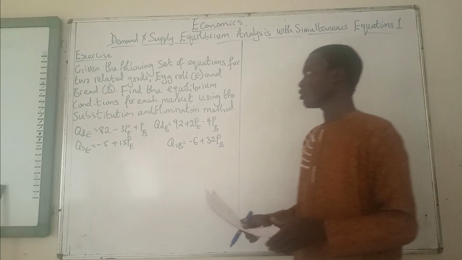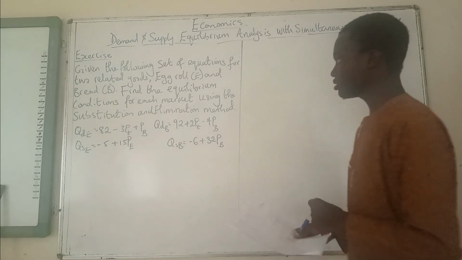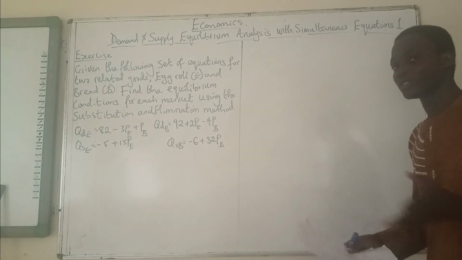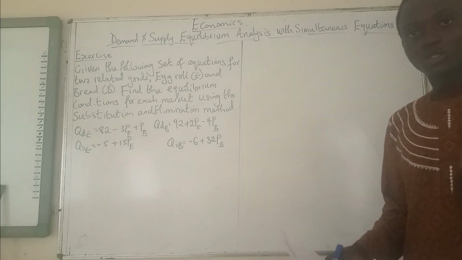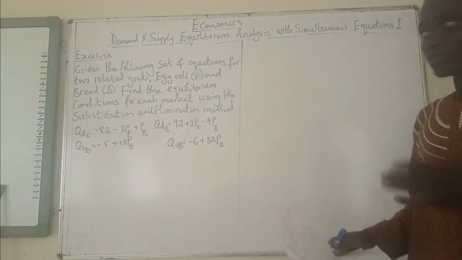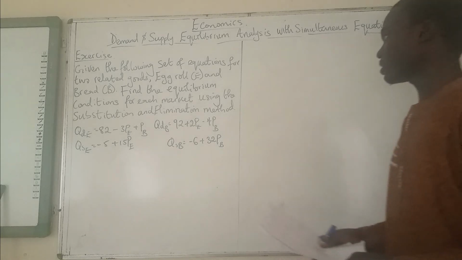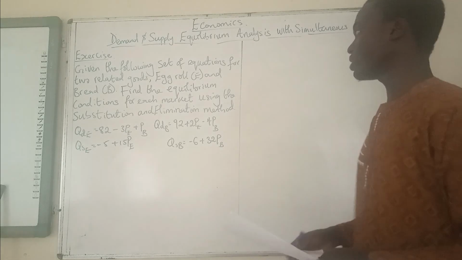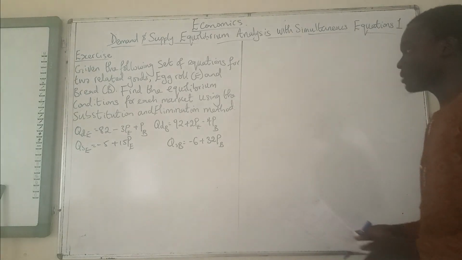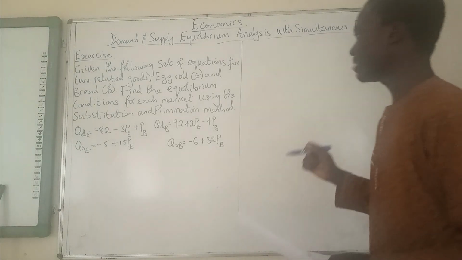So we have an exercise on the board which says, given the following set of equations for two related goods, it simply tells us that the goods might be complements or substitutes. That's why you have the related goods. If they are not related, it would have been stated. Egg roll, which we denote as E, and bread, which we denote as B. Find the equilibrium conditions for each market using the substitution and elimination method.